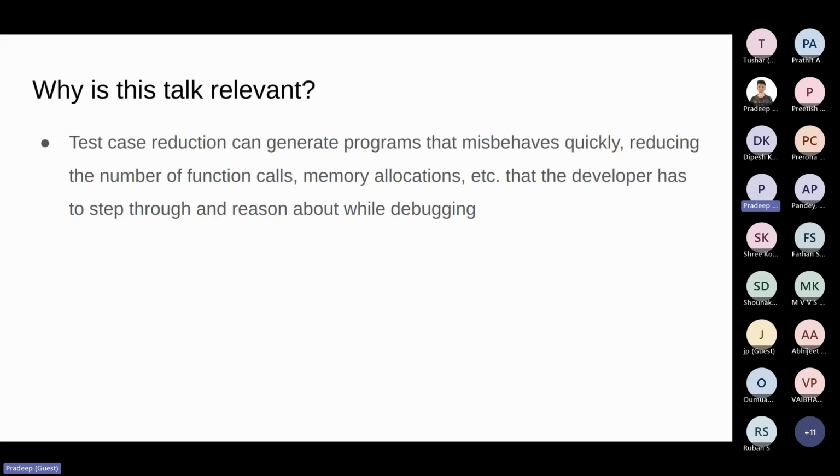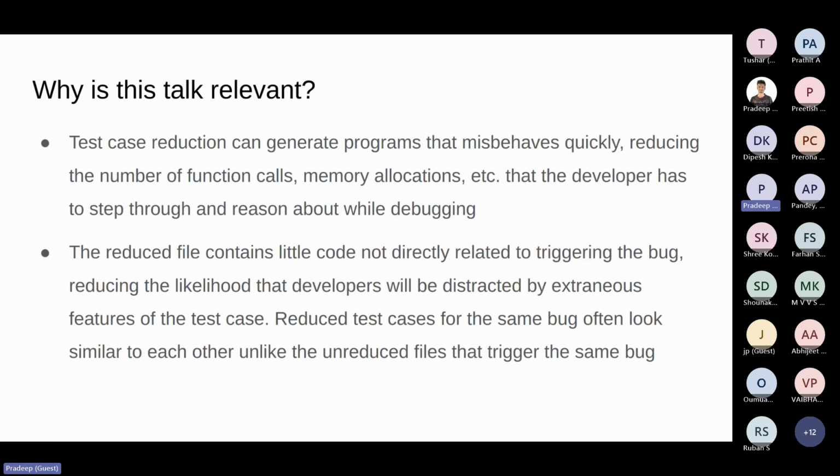So why is this talk relevant? Just not to bore you for some time, I just want to give you a motivation for this talk. Why is test case reduction important? Test case reduction can generate programs that misbehave quickly, reducing the number of function calls and memory allocations that the developer has to step through and reason about while debugging. So basically, you don't want to waste resources and time debugging a large test case. The reduced file contains little code not directly relating to triggering the bug, reducing the likelihood that the developer will be distracted by extraneous features of the test case.